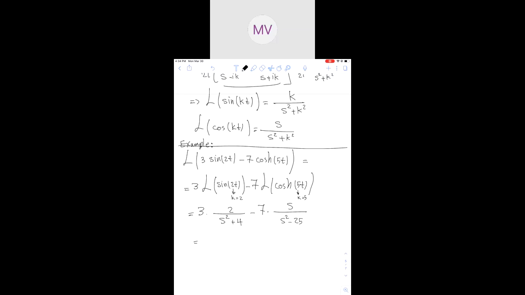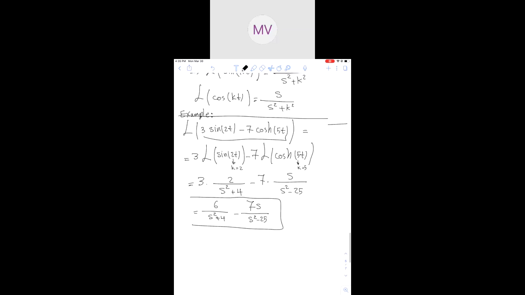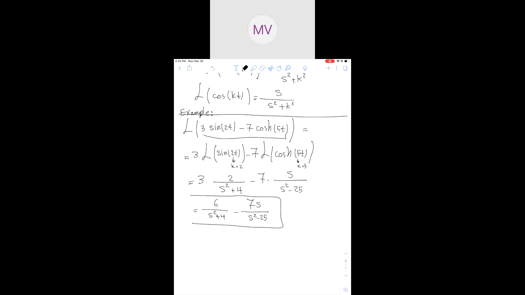One more step, if you want to add them, maybe you want to multiply those numbers. So it's going to be 6 over s squared plus 4 minus 7s over s squared minus 25. So that's the Laplace of those two functions together, or that whole function.